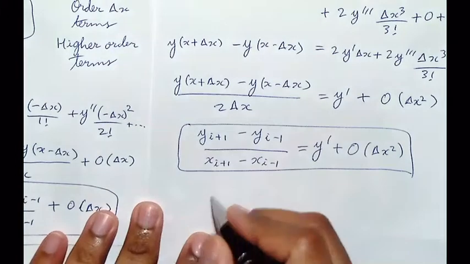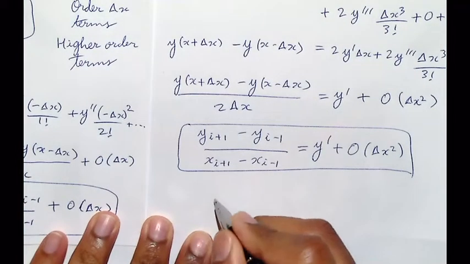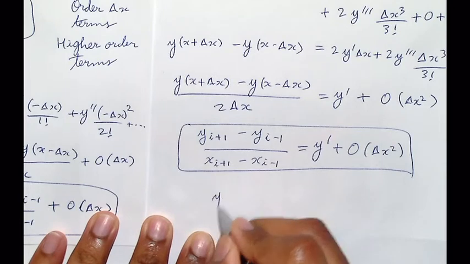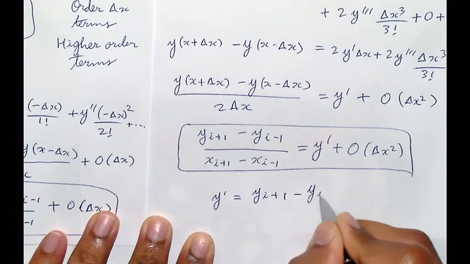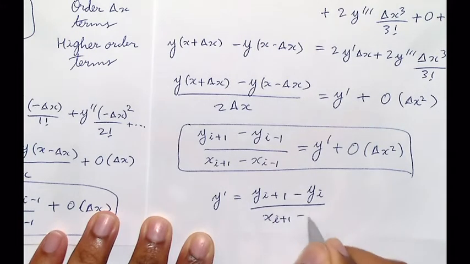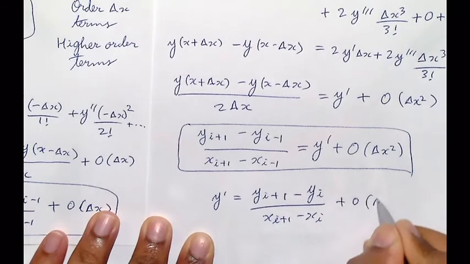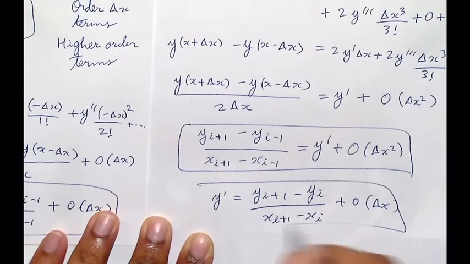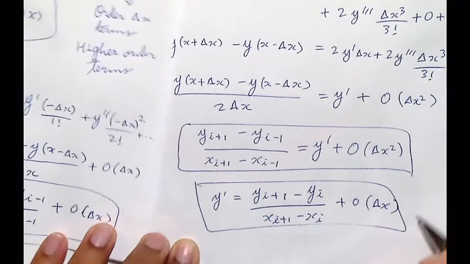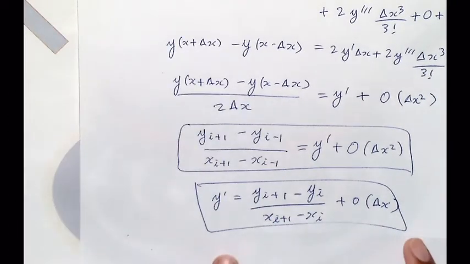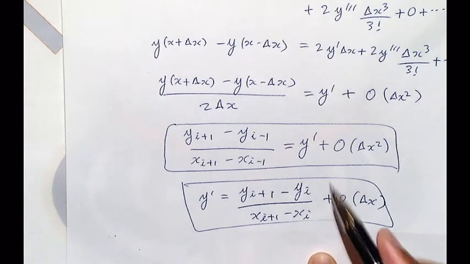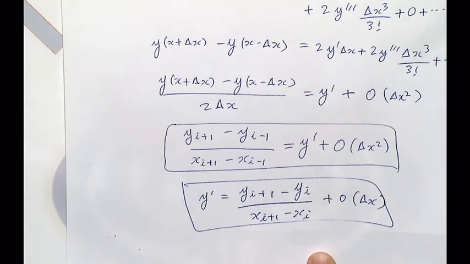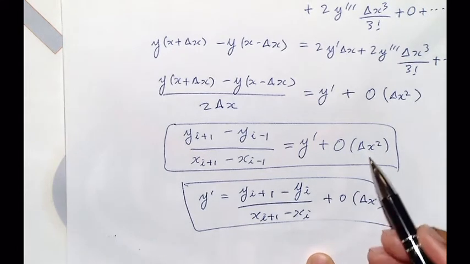if we compare this to the other estimate we had, let's say y prime equal yi plus 1 minus yi plus order delta x, right? So that was another estimate. What this is saying is, if I start decreasing my delta x, the estimate on top will converge to the correct answer, the analytical answer, faster than this one.